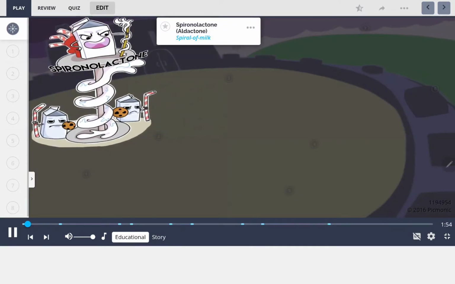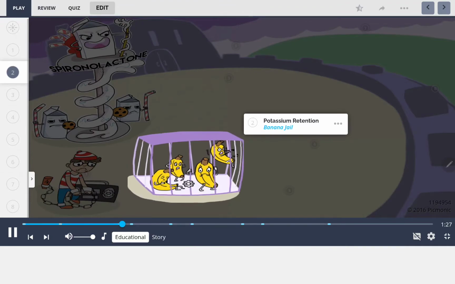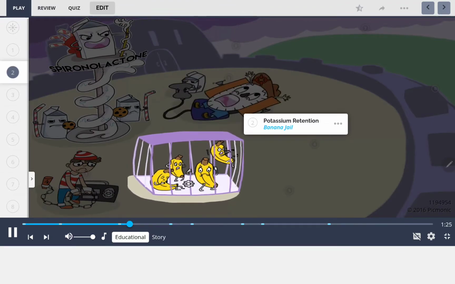Remember spironolactone, also known as trade name Aldactone, by the spiral of milk tower, where the ruler of the city sits upon and orders his milk minions around. Spironolactone works by inhibiting the action of aldosterone, shown by the inhibiting chains on aldosterone. Aldosterone is responsible for sodium and water retention and potassium excretion. Therefore, by blocking its effects, spironolactone increases sodium excretion and potassium retention, shown by bananas retained in jail.